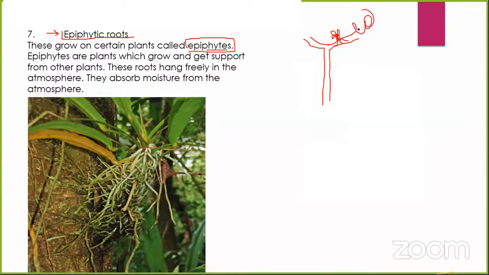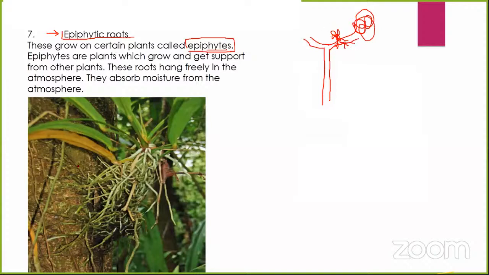Now, this is a different plant from the one which is growing on top of it. Those are what we call epiphytes. Epi means on top, and phytes has to do with plants. These ones grow on top of other plants. They need support, so they grow and get support from these other plants. The roots normally hang freely within the atmosphere, and they absorb moisture from the atmosphere. Those are what we call epiphytes.